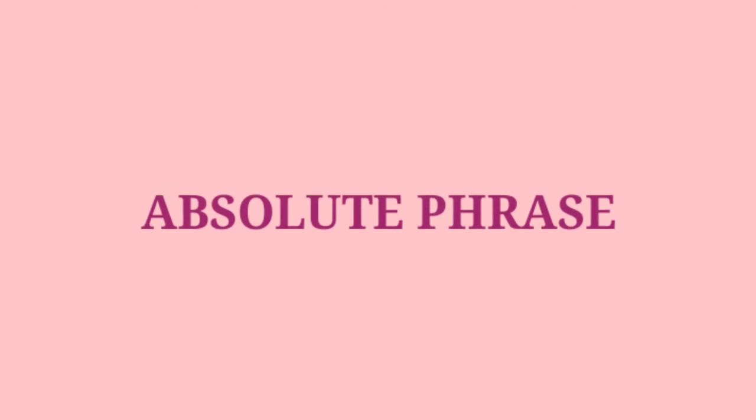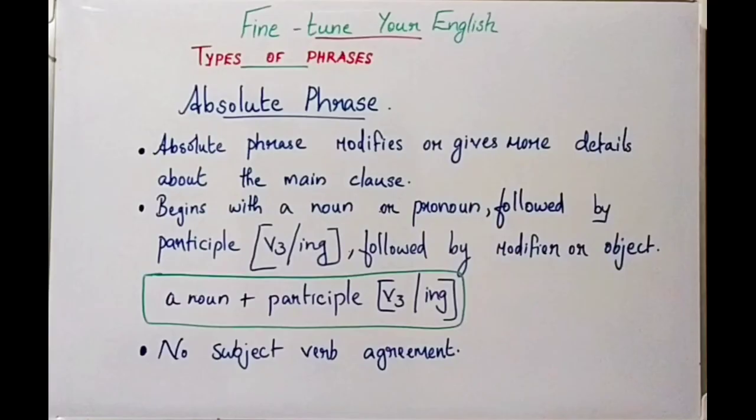10th one or last one, it is the absolute phrase. An absolute phrase modifies or gives more details about the main clause. It functions as a modifier for the main clause. Then we can discuss the form of absolute phrase. An absolute phrase begins with a noun or a pronoun followed by a participle. This participle can be V3 or ing, followed by a modifier or object. So in short, the form of absolute phrase is noun plus participle, that is V3 or ing, plus object.